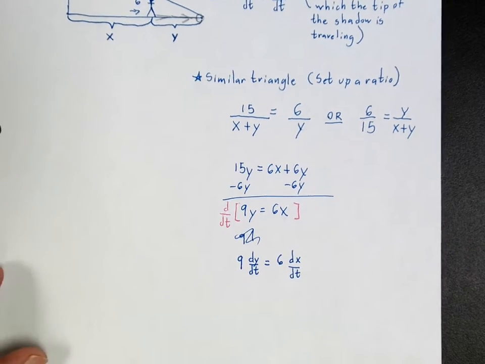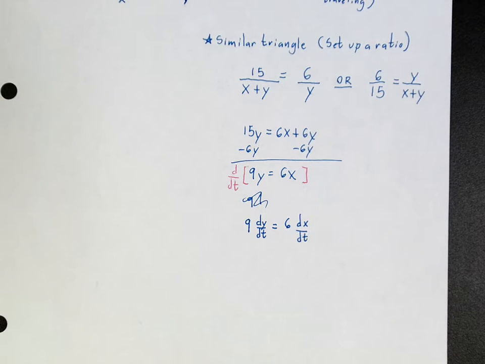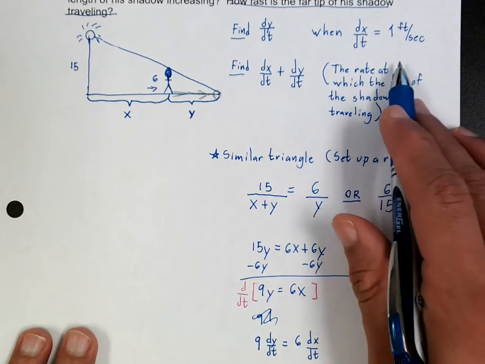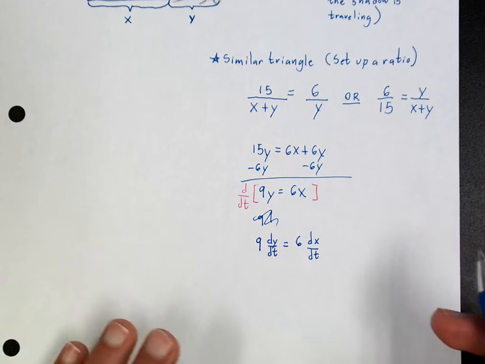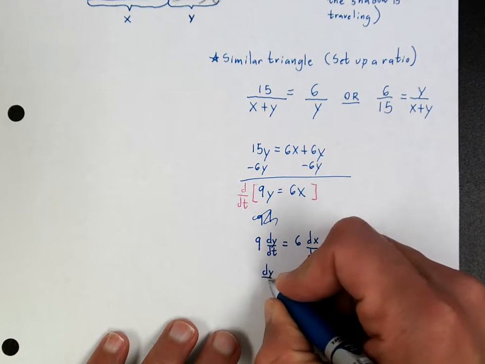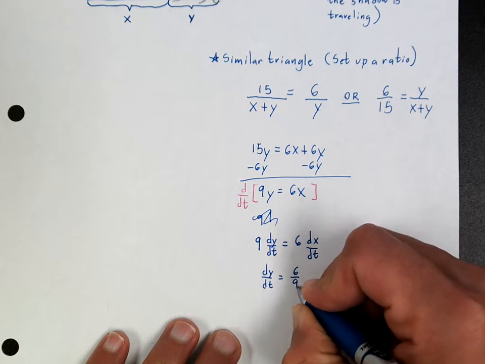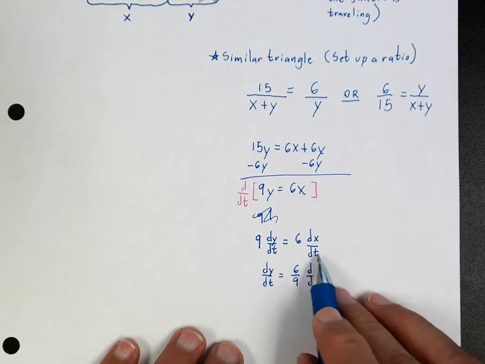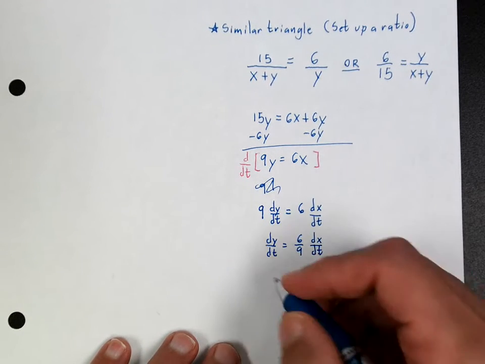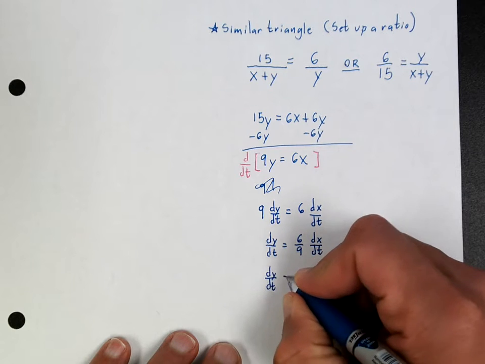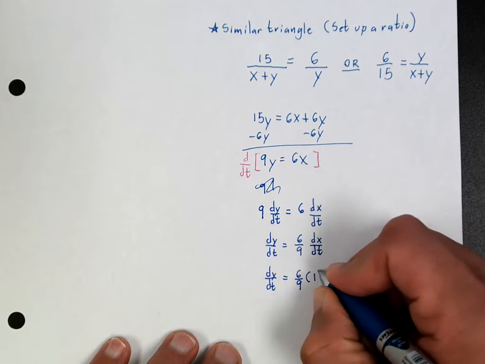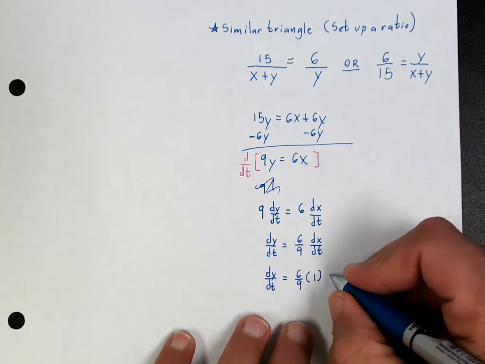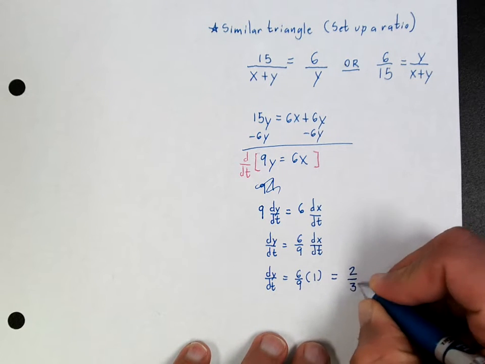Now, remember what you're solving for. You're solving for dy/dt. In this problem, I already have dx/dt, which is 1 foot per second. You can divide by 9 here, and you already know dx/dt, so you can plug that in. So dy/dt is equal to 6 over 9 times 1, and 6 over 9 reduces to 2/3. So this would be 2/3 feet per second.